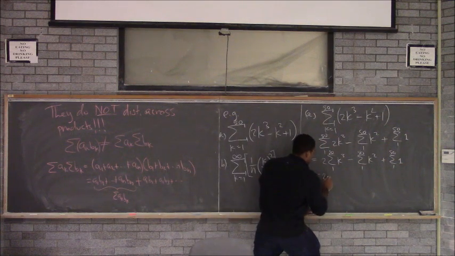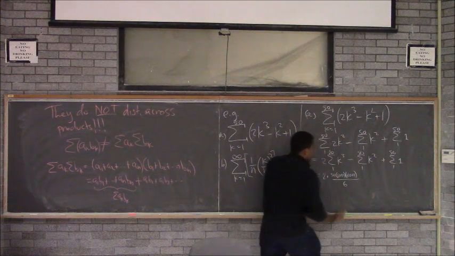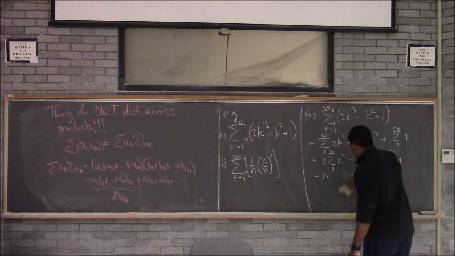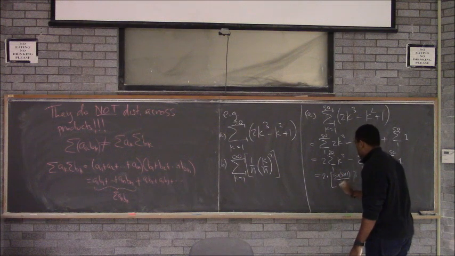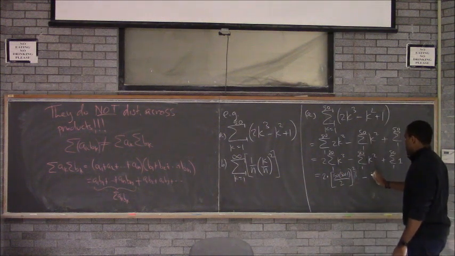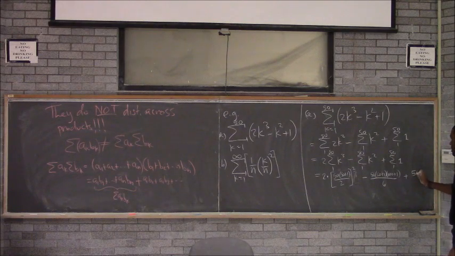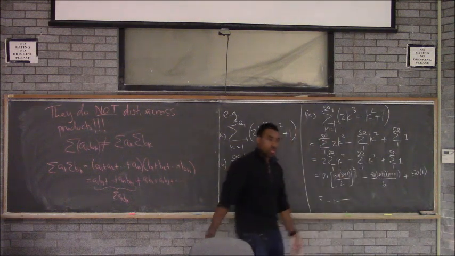So this is going to be 2 times n times n plus 1 times 2n plus 1 all over 6. This one is going to be, that's the cube term. So that's going to be n times n plus 1 all over 2 squared. This one is going to be n times n plus 1 times 2n plus 1 all over 6. This is going to just be 50 times 1. And what you can do here is, you just add those all up.